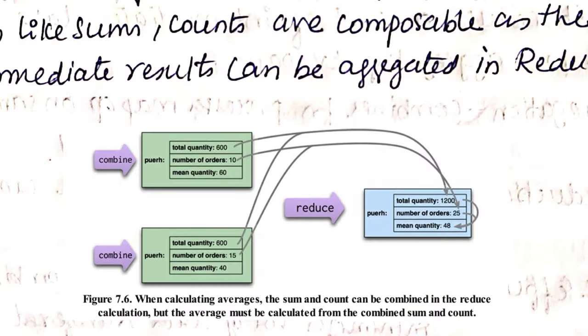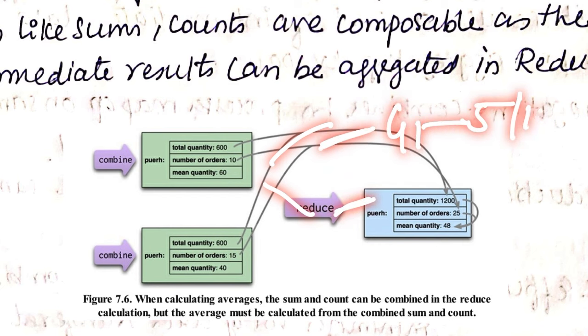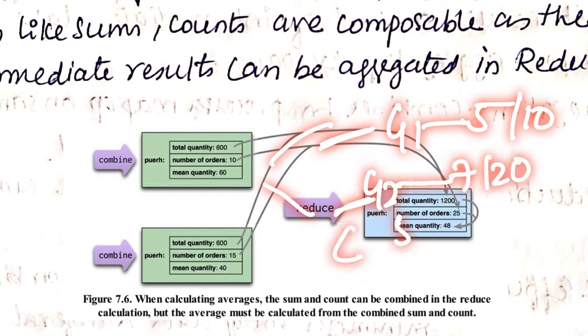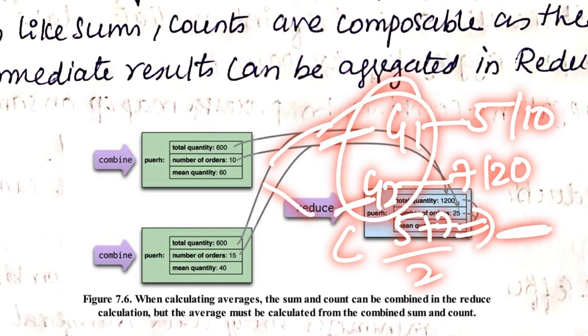The first figure shows how average can be computed by making use of MapReduce by breaking down the calculations into composable parts. Here our challenge is averages are not composable. That is, we cannot combine averages of two groups directly to compute the overall average, right? For example, if group 1 has an average of 5 for 10 items, and group 2 has an average of 7 for 20 items, combining these two averages, that is (5 plus 7) by 2, does not yield the overall average of group 1 and group 2, right?